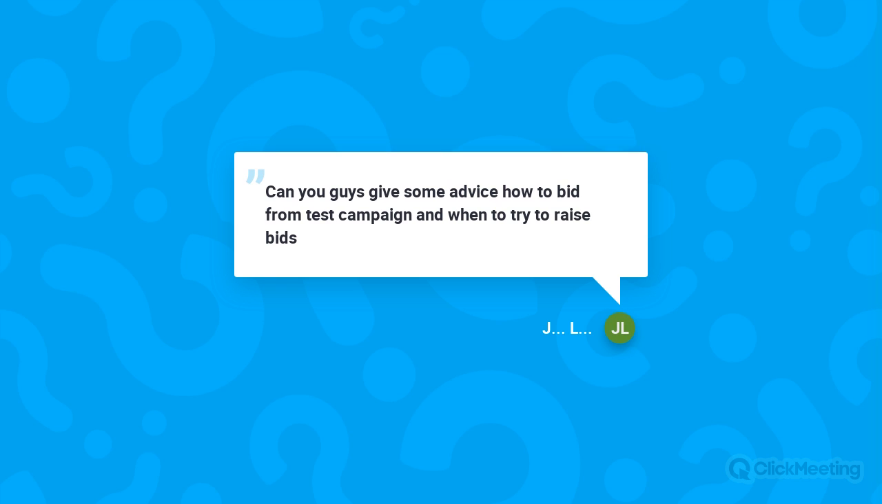Can you give me some advice on how to bid from a test campaign and when to try to raise bids? Well, in my inexperienced way, I can tell you that you raise the bids when you see conversions, and when you see really good conversions. Push traffic is not really that reliable on the CPC you put. It's not pop traffic, where the higher you bid, the better traffic you get. So try to put a low bid, and if you see conversions and it's below your CPA goal, try to raise your CPC.